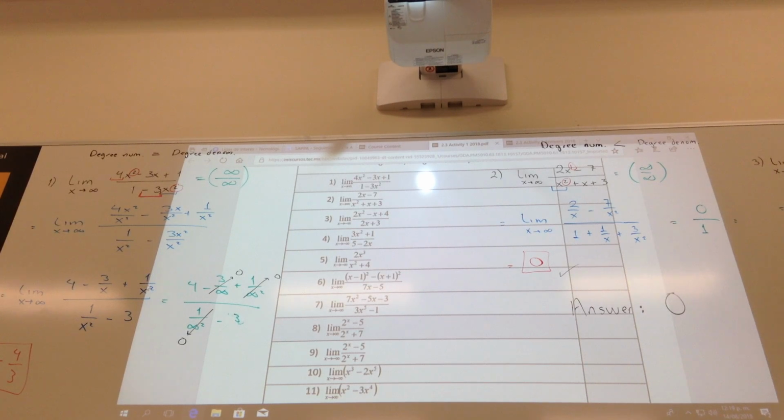There's a reason. So the answer for number 4 is 0. That is infinity. Okay. The last case is that, in this case, the degree of the numerator is 2. The denominator is 1. Degree of the numerator bigger than degree of the denominator.